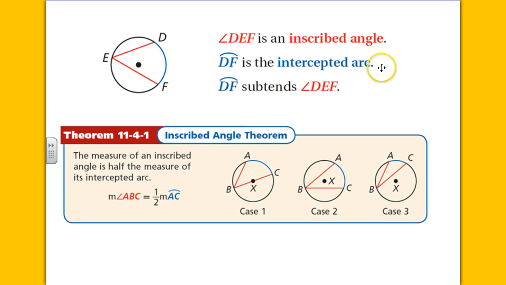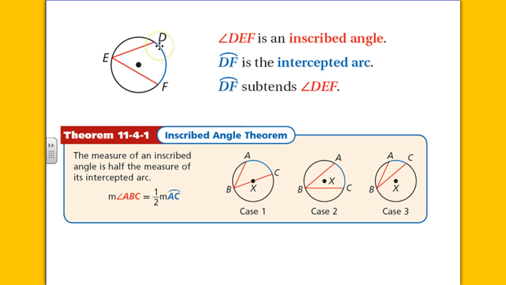It's the intercepted arc. Okay? Notice that arc DF in this top example, this is a really important word. I hope you're looking, and I see not everyone is. But this DF subtends DEF. So we're using that as a verb, right? DF, another way to say that would be what? Give me some other word for subtends. DF subtends angle DEF.